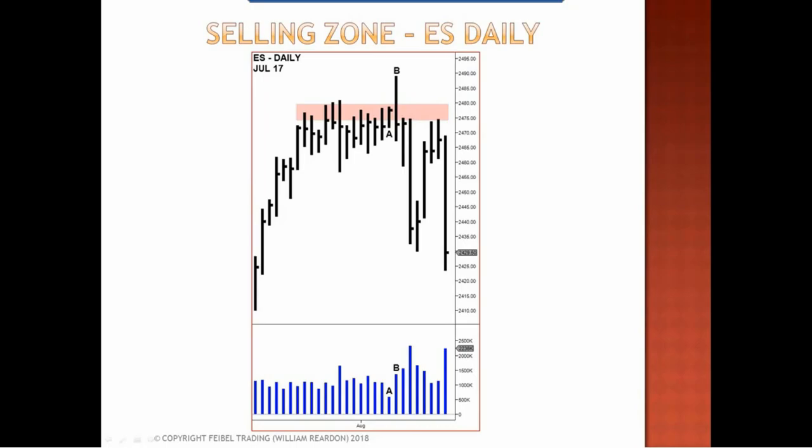Good. Are there any questions for this chart?